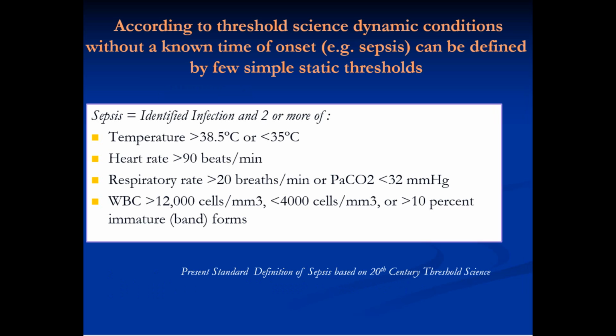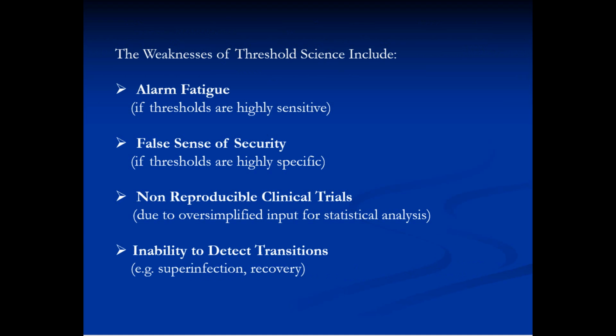This is an example of the application of threshold science. These thresholds were defined after the beginning of the establishment of threshold science to determine the presence of sepsis. These thresholds are then applied in clinical trials as gold standards. Weaknesses of threshold science we have learned to our sorrow over the past decade have been alarm fatigue, false sense of security, non-reproducible clinical trials, in particular due to oversimplified input for statistical analysis, and inability to detect transitions.